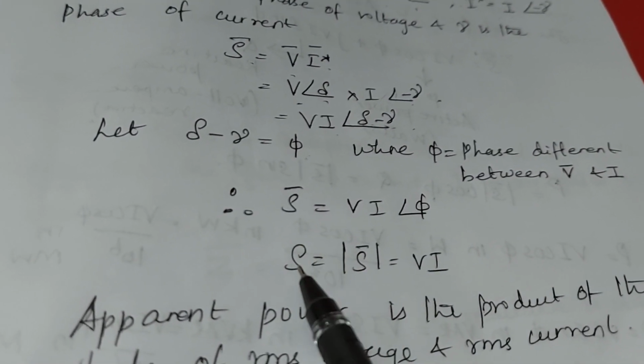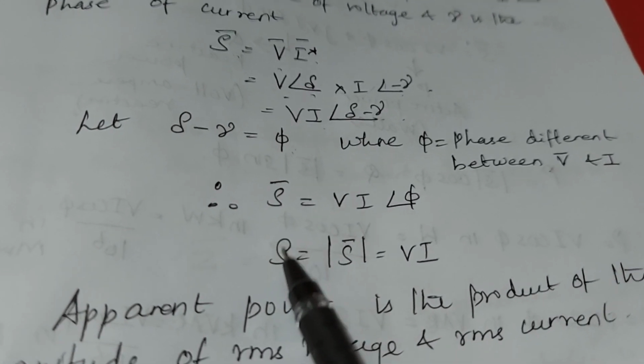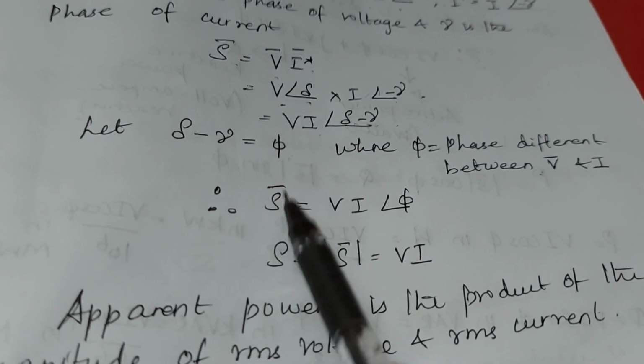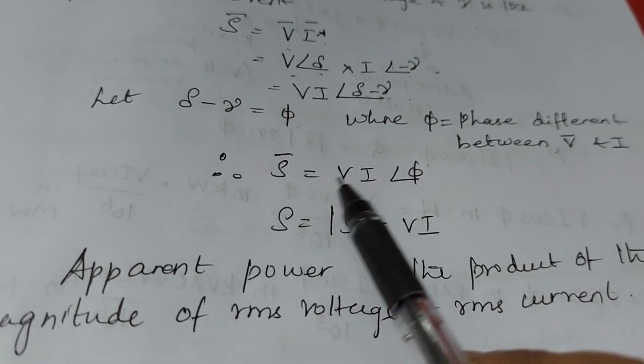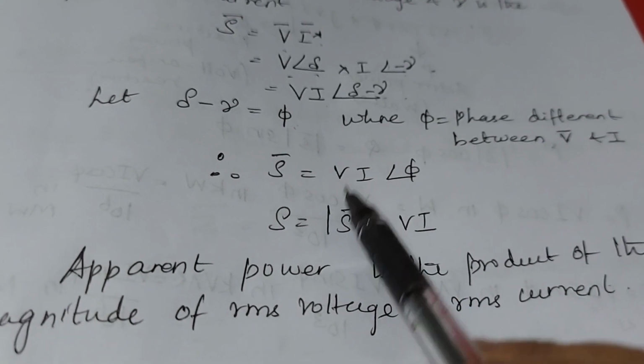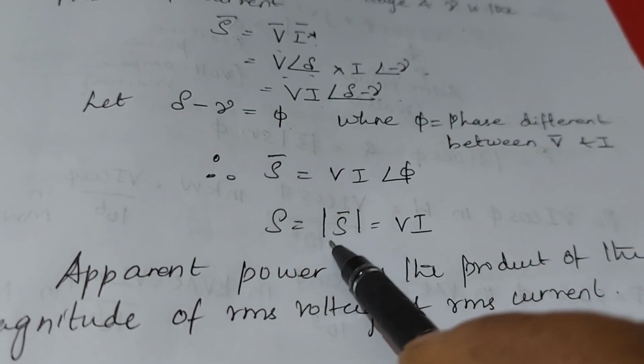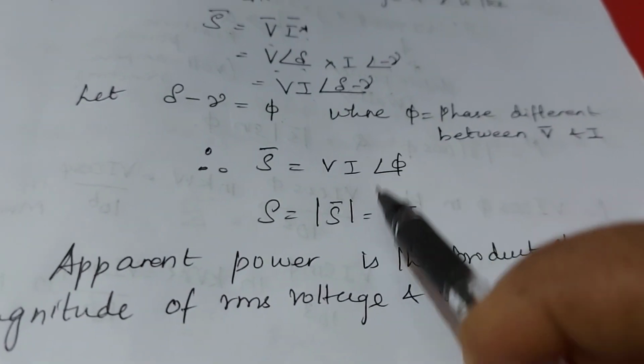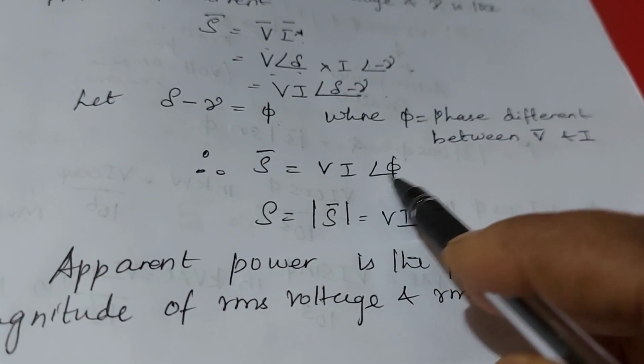Now I am going to calculate the apparent power. Apparent power is just the magnitude of S bar. What is the magnitude of S bar? If I put the modulus, I will take only the magnitude alone. I will not consider the angle.